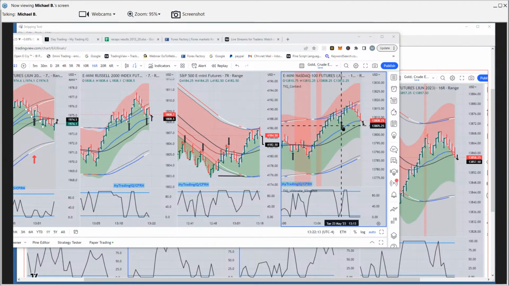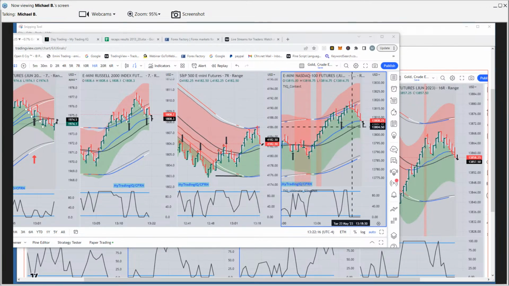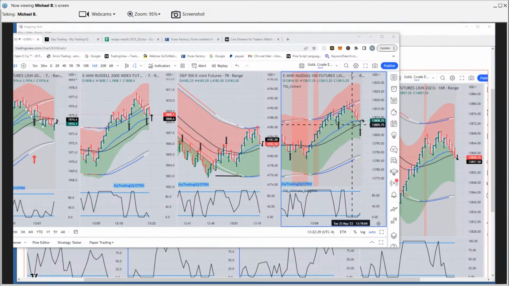Now, 5.5 is low. 9.5. Oops, nope. Now 4.25 up to 8.50 is what you'd be looking at now on the NQ. Okay, and there it is on the NQ. It ends up being 8.25 is what it ends up being there.